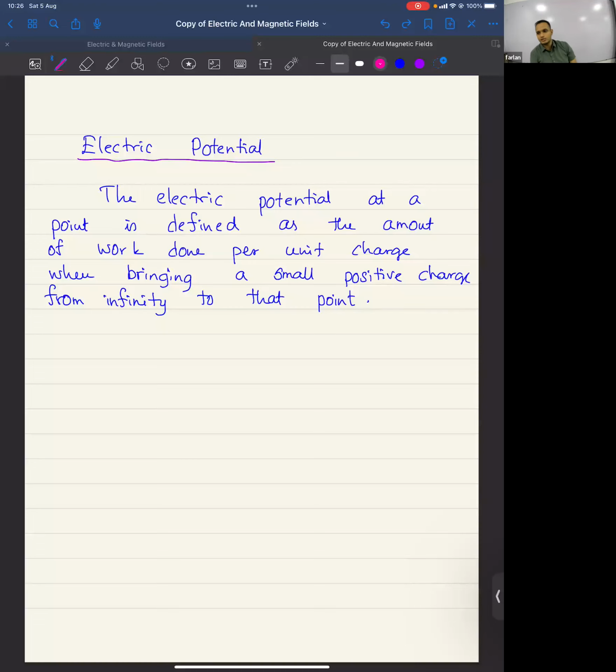The electric potential at a point is defined as the amount of work done per unit charge when bringing a small positive charge from infinity to that point.